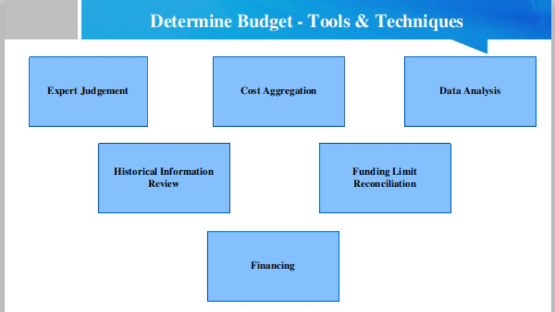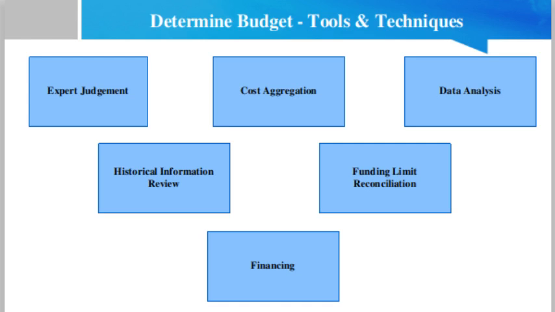Okay, then historical information review. Reviewing historical information can assist in developing parametric estimates or analogous estimation. Then the funding limit reconciliation. The expenditure of funds should be reconciled with any funding limits on the commitment of funds for the project. Financing. Financing entails acquiring funding for projects. It is common for long-term infrastructure, industrial and public services projects to seek external sources of funds.